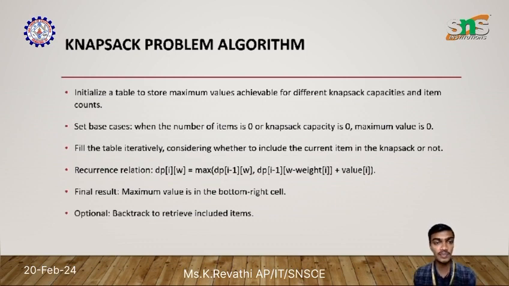Here you can see dp, which is the bag. So the bag of i and w is equal to the max of the bag of i minus 1 and w. Another term is the bag of i minus 1 and w minus weight of i, plus value of i. The final result will be the maximum value in the bottom right cell.